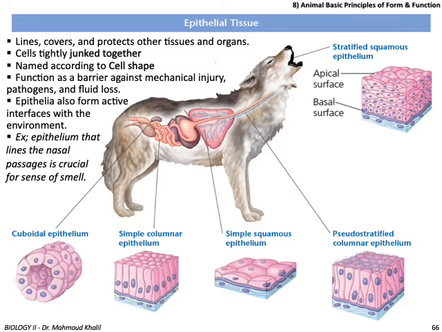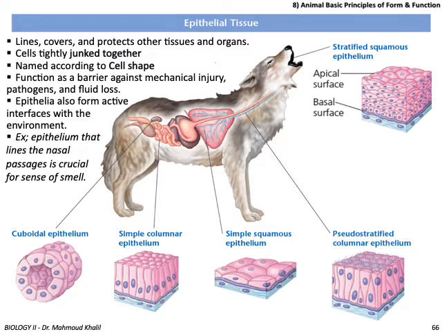You have the first type, cuboidal epithelia, simple columnar epithelia, simple squamous epithelia, pseudostratified columnar epithelia, and you have the stratified epithelia. The first three are all simple because they consist of only one layer, while the stratified consists of multiple layers. The pseudostratified actually looks like a multi-layer, but it is one layer of columnar epithelium cells. That's called pseudostratified.